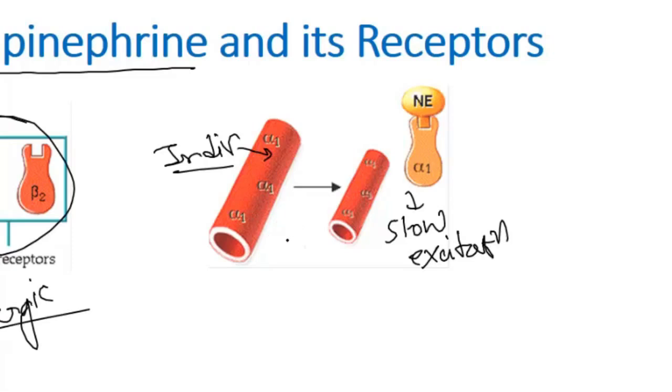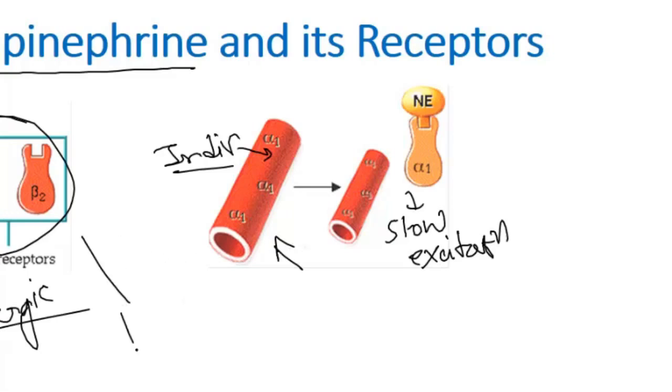And alpha 1 receptors are located mostly on the blood vessels, as you see in this picture, which supply the skin, mucous membranes and abdominal viscera. Norepinephrine is excitatory at alpha 1 receptors, so it excites them, but it's a slow excitation. Now, as I also told you, there are other types, beta 1 and beta 2.